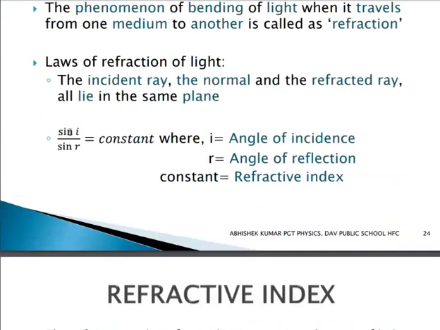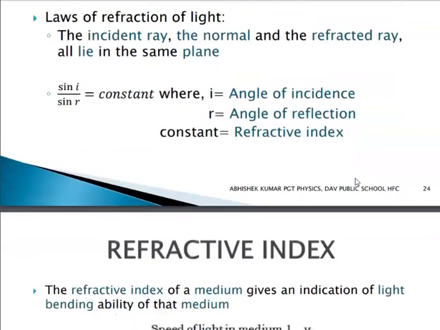Here sine is a trigonometric function, and this sine is a trigonometric function. I stands for angle of incidence, R stands for angle of refraction. So the ratio of sine of angle of incidence to sine of angle of refraction is always constant. You can even say that sine I is proportional to sine R. Therefore sine I equals constant times sine R, where the constant is the proportionality constant and is called the refractive index, the relative refractive index of that.